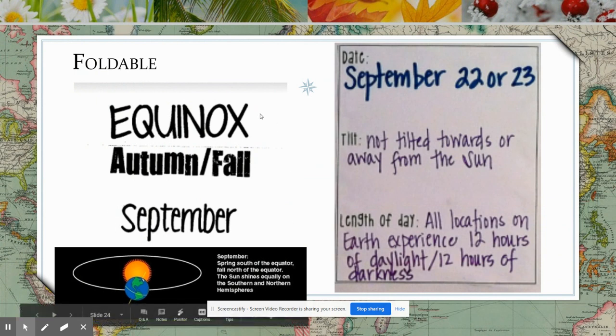Open up the first flap that is titled Equinox, Autumn, Fall. This occurs in September. When you open up the flap next to date, you are going to write September 22nd or 23rd. These dates can shift depending on if the year has an extra day called leap year.